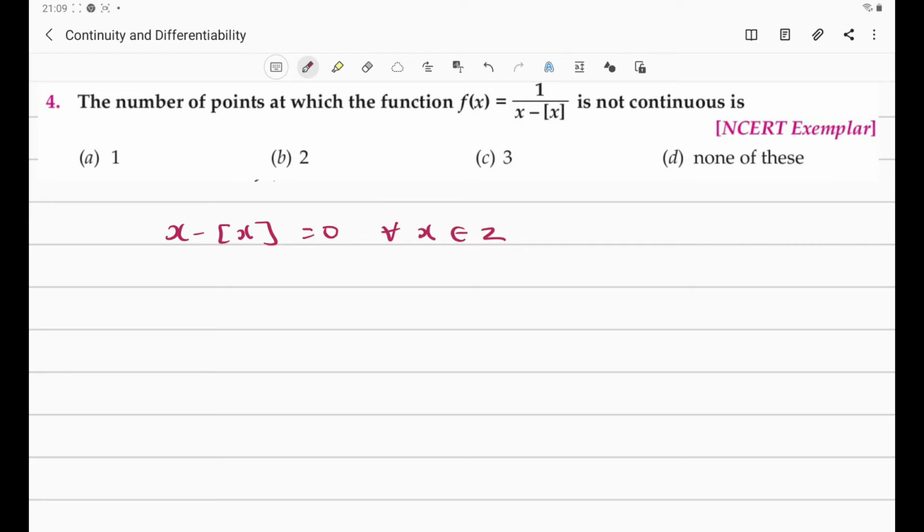So, the number of points at which the function f of x is 1 by x minus step x is not continuous is for all integers. So, it is not just 1 point or 2 points, but for all the integers. So, the right option is none of these. So, option D is the correct answer.